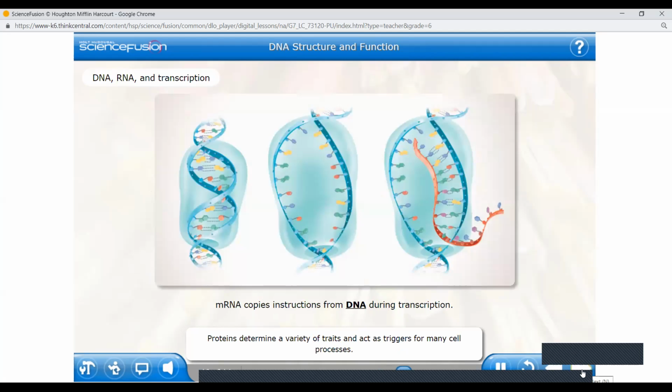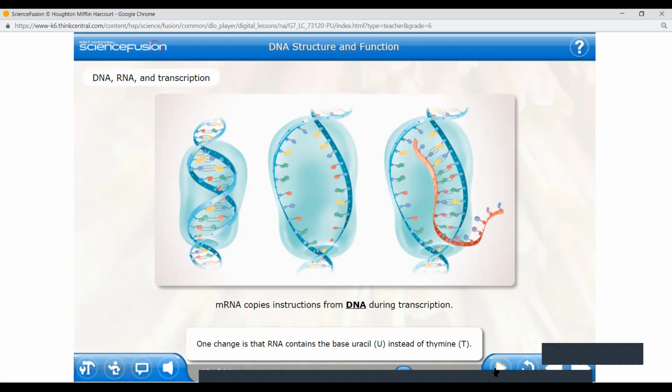Proteins determine a variety of traits and act as triggers for many cell processes. DNA provides the instructions for making proteins. But since DNA cannot leave the nucleus, it needs other molecules to actually build proteins. RNA, or ribonucleic acid, helps with the process of protein building. RNA is very similar to DNA with a few subtle changes. One change is that RNA contains the base uracil, U, instead of thymine.